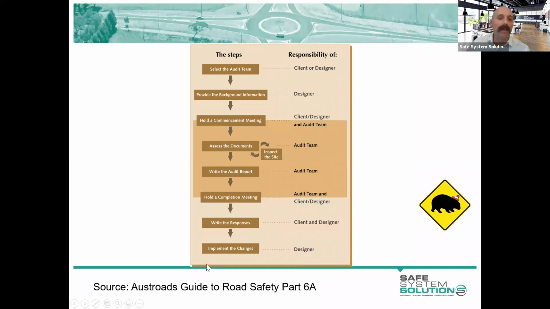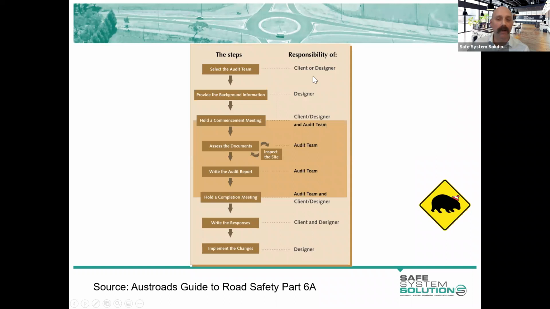This diagram is out of the Austroads Guide to Road Safety Part 6A. It sets out these 8 main steps in a road safety audit at any stage. And those are the selection of the audit team. This is done, and so you'll see here the column is the responsibility. Who's responsible for doing this? Well, the client, the designer, the project sponsor, you might call it.